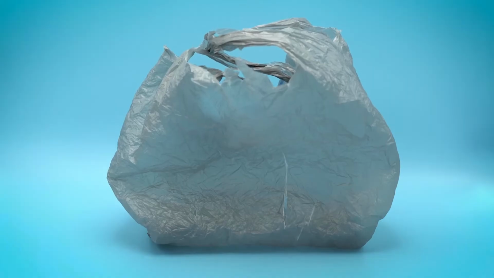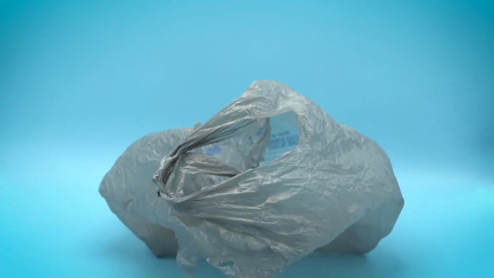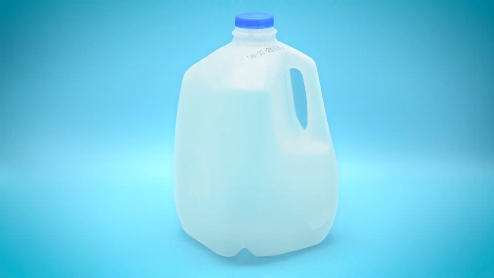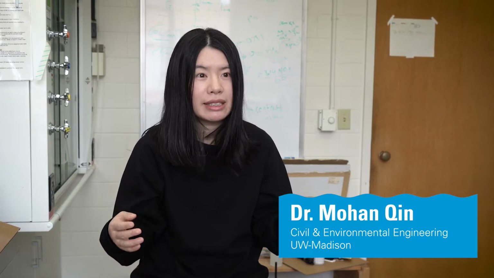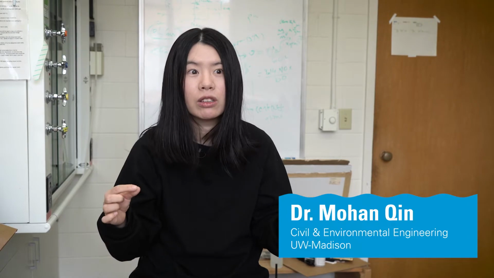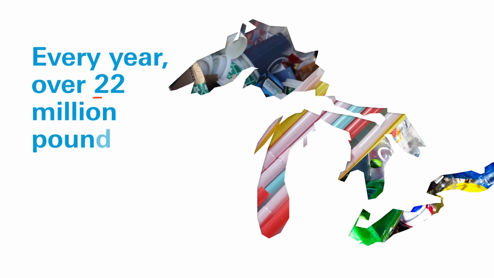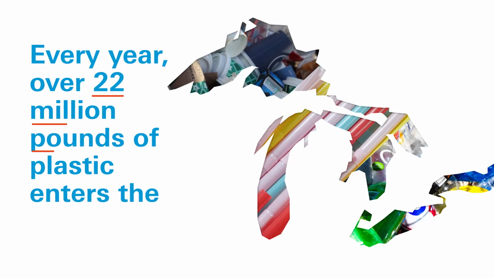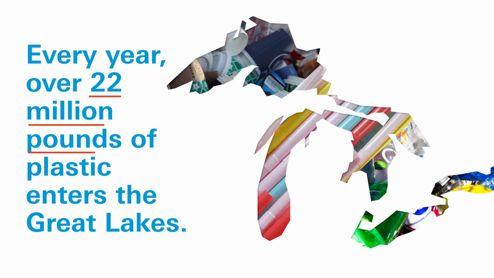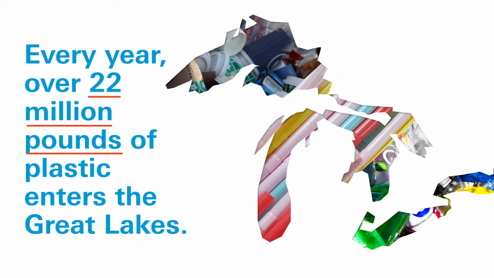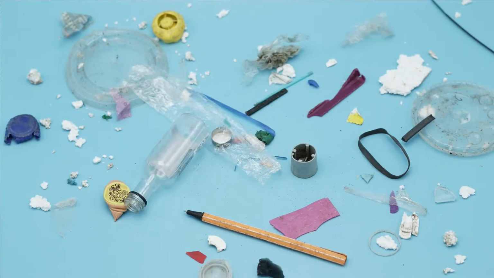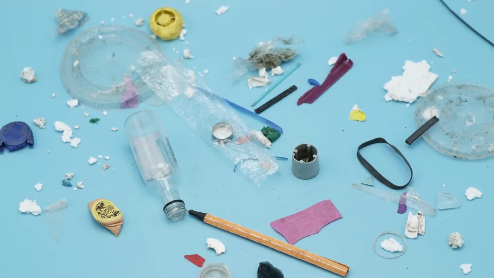We all know plastics, right? Plastics are big pieces we use every day. And nano and microplastics are just the small particles released from this big plastic debris. We know that every year over 22 million pounds of plastics end up in the Great Lakes, and these plastics might generate some nano and microplastics.